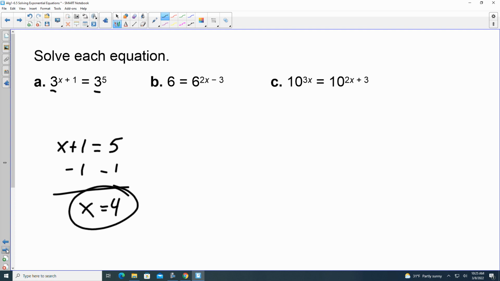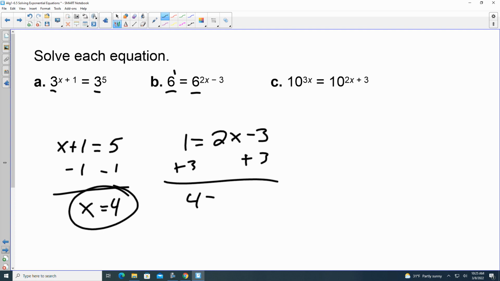Looking at B, I have same base values of 6. Since I have the same base, remember, this is 6 to the 1st power, so this is going to be 1 is equal to 2x minus 3. Add 3 to both sides, so now I got 4 is equal to 2x. Divided by 2, x will now be equal to 2.